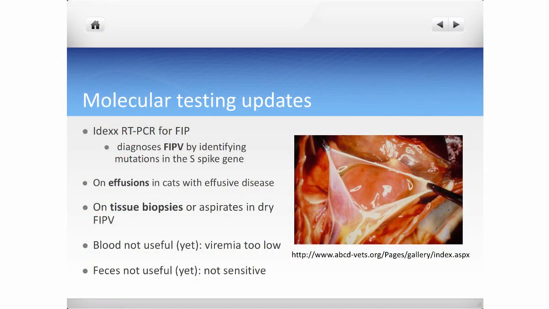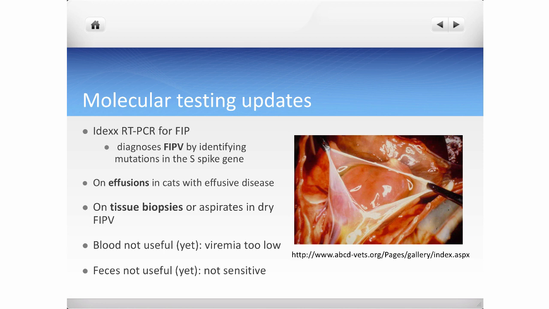IDEXX does have a reverse transcriptase PCR for FIP. What it does is it looks for a mutation in the S gene. So it's looking for a specific mutation, and I'll remind you that in some cases we do think the mutations may be in different places, or at least we don't have evidence. That's the kind of thing people are still chasing. But this is looking for one of those mutations that has been implicated in FIPV development.